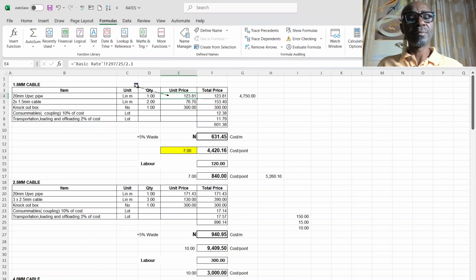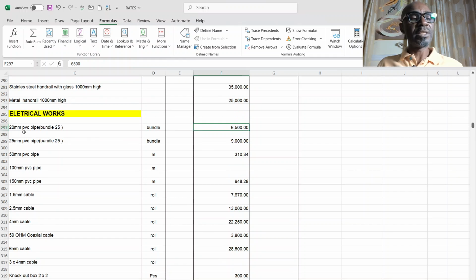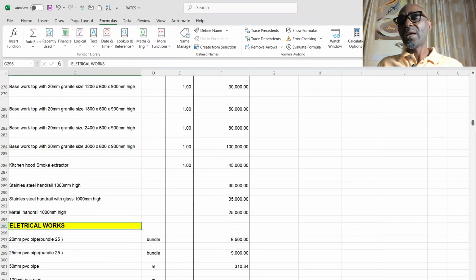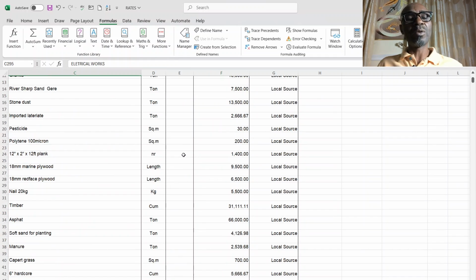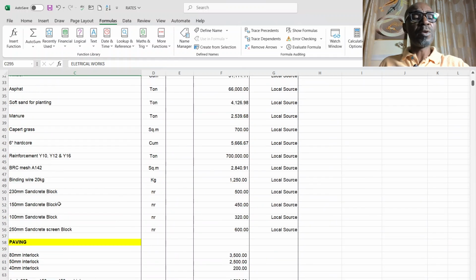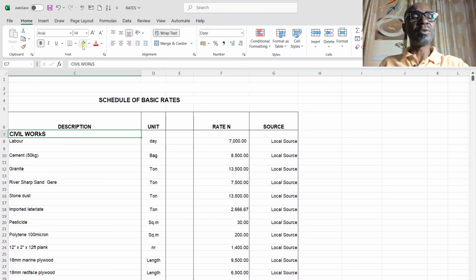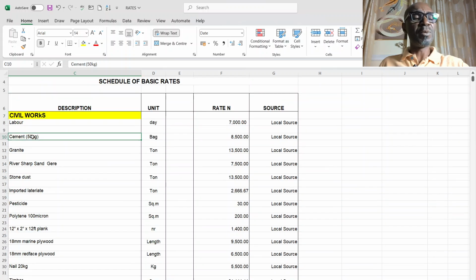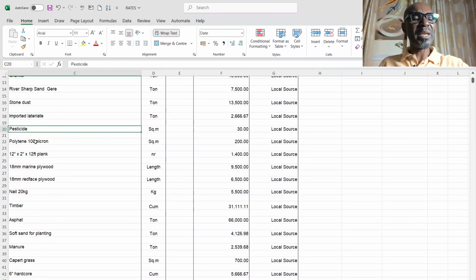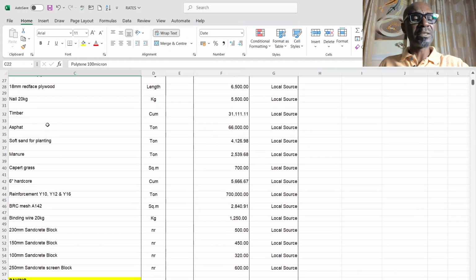So as you can see here, I have electrical works. It is always very good as a quantity surveyor to have a unit rate bank where you have all your unit rates. Like here, I have my unit rate for civil works, which is cost of labor, cement, granite, sharp sand, stone dust, imported laterite, pesticide, polythene, 100 micron planks, timber.